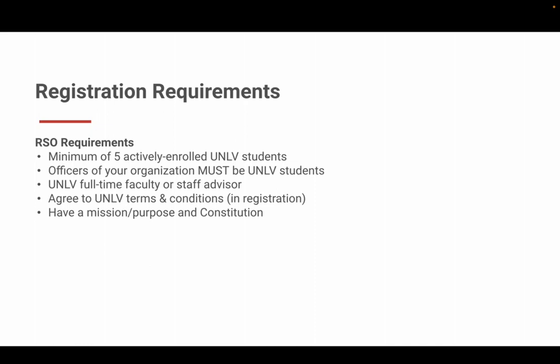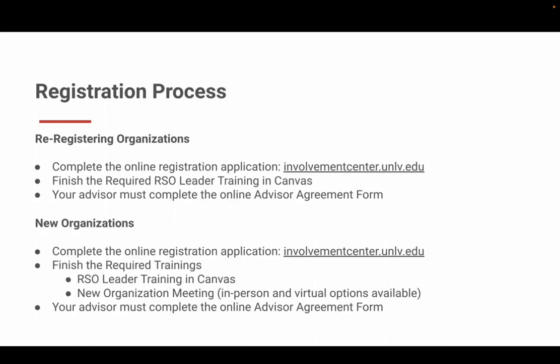Finally, your RSO must agree to the UNLV terms and conditions as well as prepare an updated mission or purpose statement for the organization. RSOs are also required to upload a constitution via the Involvement Center. All of these requirements are completed during the online registration process. Let's review the registration process for RSOs.